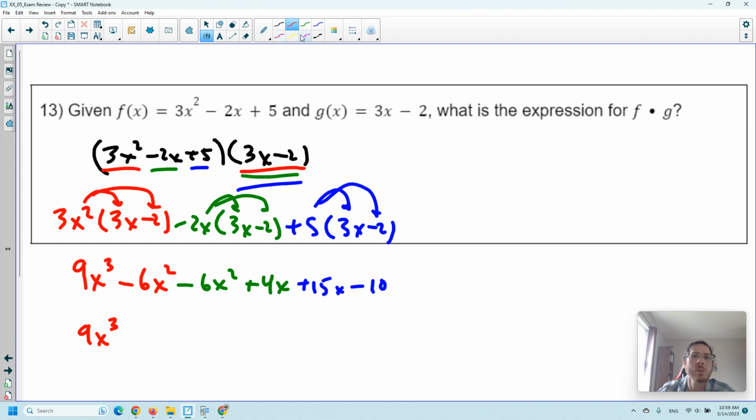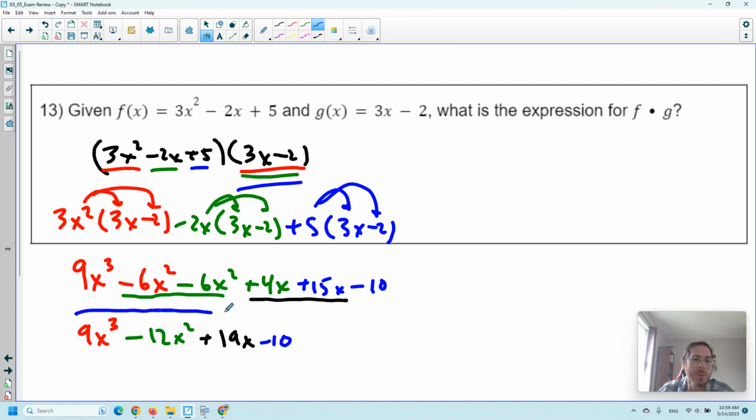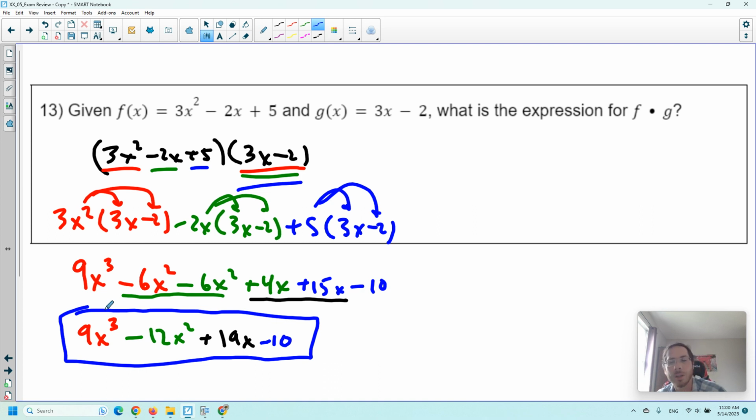So 9x cubed just stays as 9x cubed. Here we gotta be careful. This is minus 12x squared. It's not 0. Looks like it might be 0, but it's not. Here we got 4x and 15x for 19x. And then minus 10 is hanging out all by itself. Nothing to combine with there. And so that's the final answer. Again, if you want to double check it, you can graph the original, so up here in black that I have, and graph the answer and see if those do match up on the graphs.